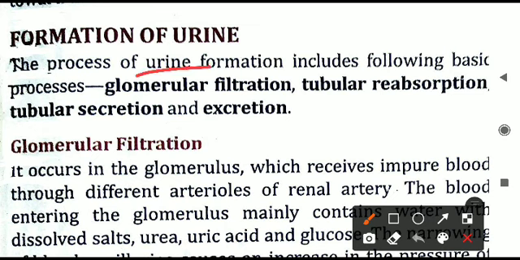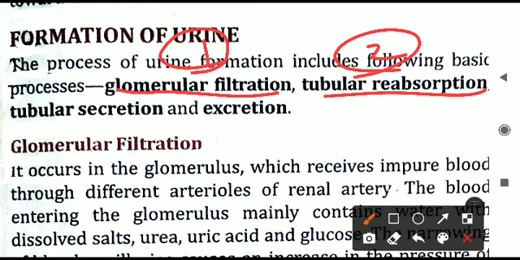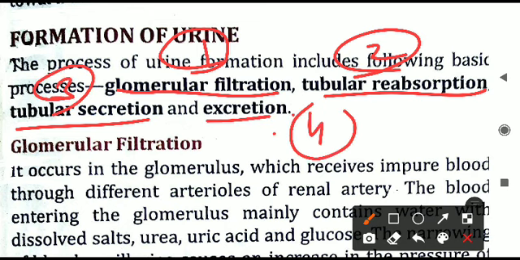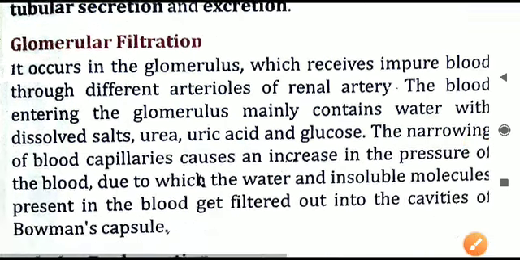The process of urine formation in the kidney includes the following basic processes. What are those basic processes? First one is glomerular filtration. This is the number one step, followed by the second one, tubular reabsorption, the third one, tubular secretion, and the fourth one, excretion, removing of the waste product. These are the four steps, done one by one in sequence for the formation of urine in the kidneys. We'll see all of these one by one in detail.